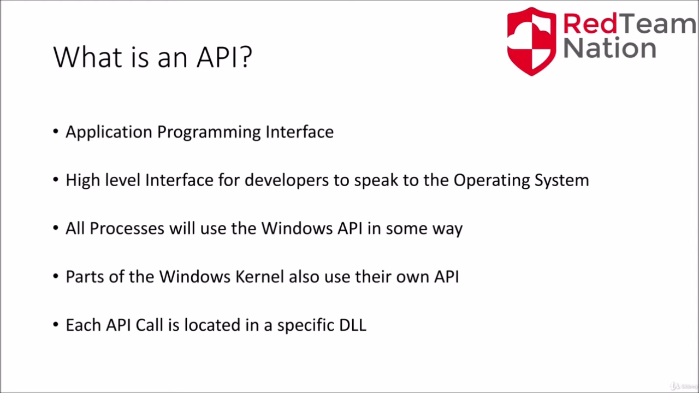So all processes will use the Windows API in some way, shape, or form at some point during code execution. Any process that wants to do anything such as opening up a web browser or opening up a GUI or writing a file, all of that is done through the Windows API. Now, parts of the Windows kernel also use their own internal API, which we'll go over in a second, as well as each API call is located in a specific DLL. Again, there will be a whole slide on that.